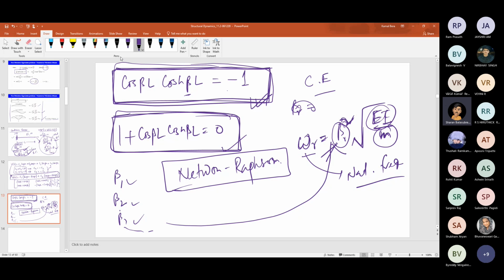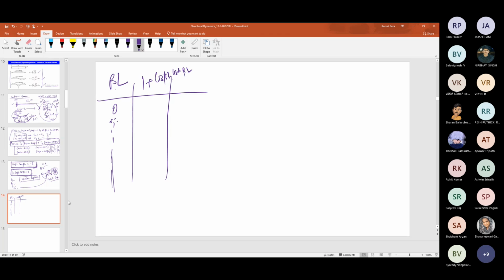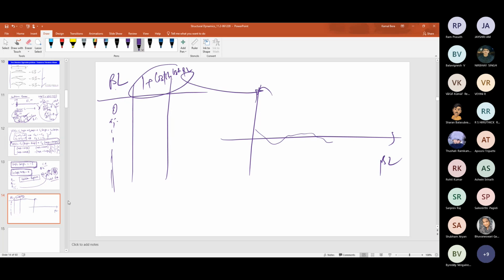So you can draw the graph. Yes, draw the graph just for different values. Two columns will be there for different values of beta L. Starting from 0 with a small increment, you find out the function cos beta L cosh beta L, for different values of beta L. Plot that function against beta L, and wherever it crosses, those are the roots.